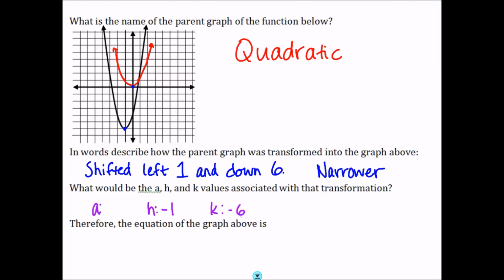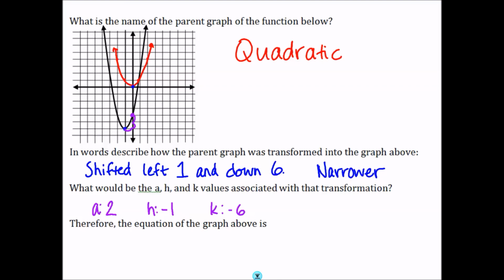Now for a, the easiest way to figure out a, and this works for any parent function, start at the vertex or the center point, depending on your equation, and go 1 unit to the right, and then ask yourself how many do you have to go up to reach the graph. So if I go over 1, I have to go up 2 to reach the graph, which means that a is going to be 2. It works the same if the graph has been flipped upside down. You just have a negative a value because you're moving down to get to the graph.